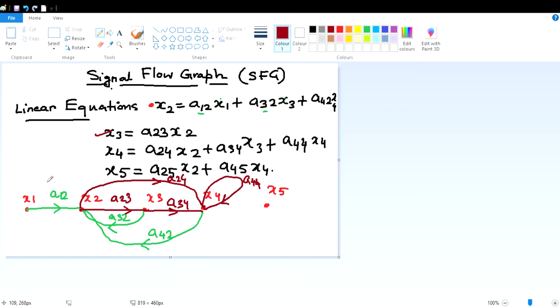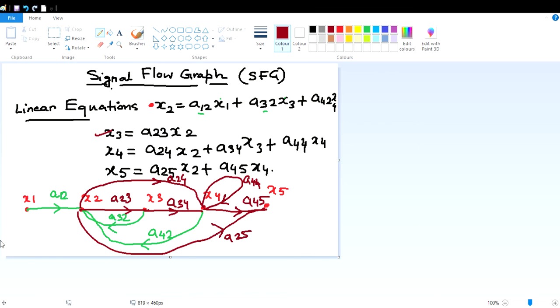Now the last equation, x5. What is x5? A25. So that means I have to draw this path. This will be A25, and another is A45. So it will be like this, A45. Okay, so this is the signal flow graph from these four sets of linear equations. Understood? Now these equations give us the signal flow graph.